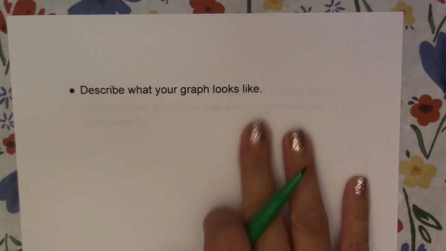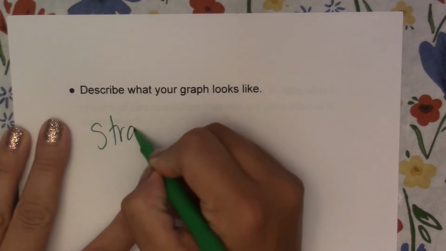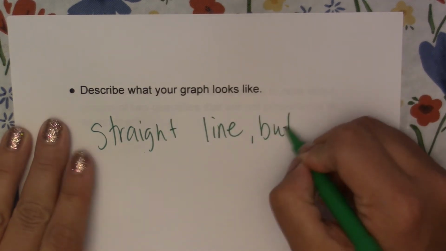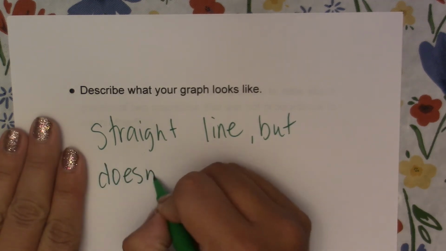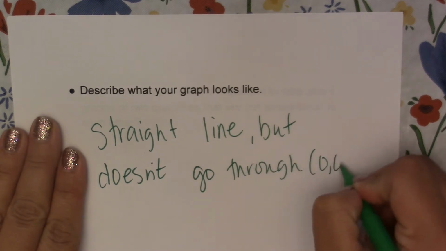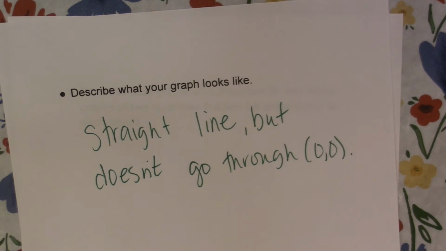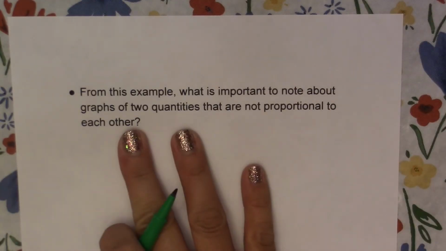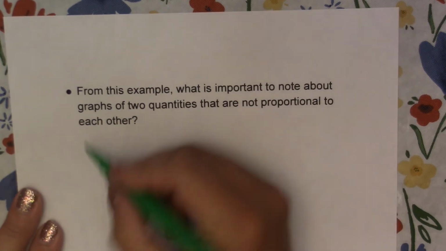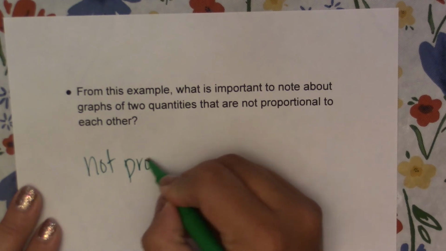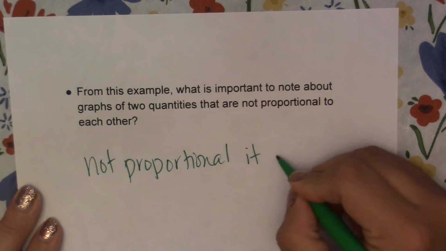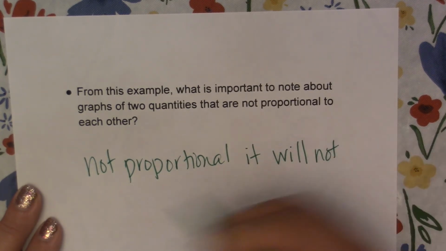So describe what our graph looks like. It is a straight line, but doesn't go through 0, 0. From this example, what is important to note about graphs of two quantities that are not proportional to each other? So for this one, if it's not proportional, it will not go through 0, 0.